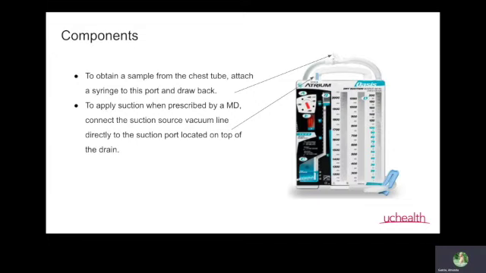To apply suction when prescribed by an MD, connect the suction source vacuum line directly to the suction port located on top of the drain. For patient transport, simply disconnect the suction source vacuum line from the blue suction line connector. This is the same step you would do if you were changing the chest tube to water seal.